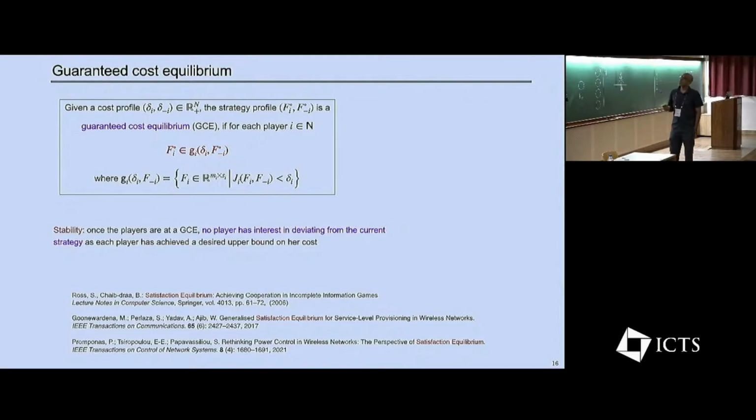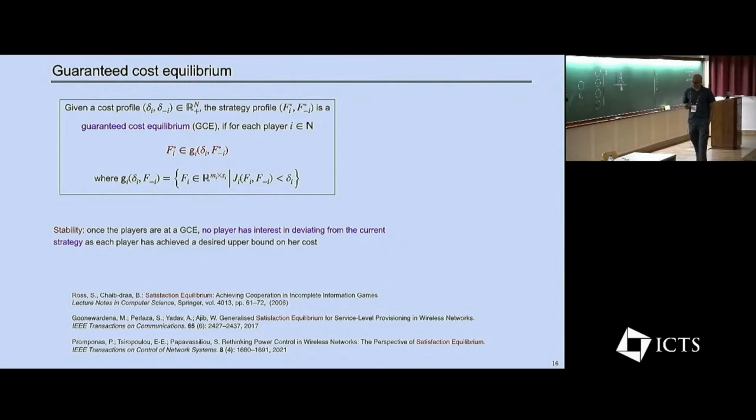And here the stability is basically that no player has an interest in deviating from the current strategy, as each player has achieved a desired upper bound on the cost. So this equilibrium notion is not something new. It was already there in the static game literature under the name satisfaction equilibrium. Our contribution is extending this notion to differential games, and also deriving properties and finding a method of computing this equilibrium in differential games.